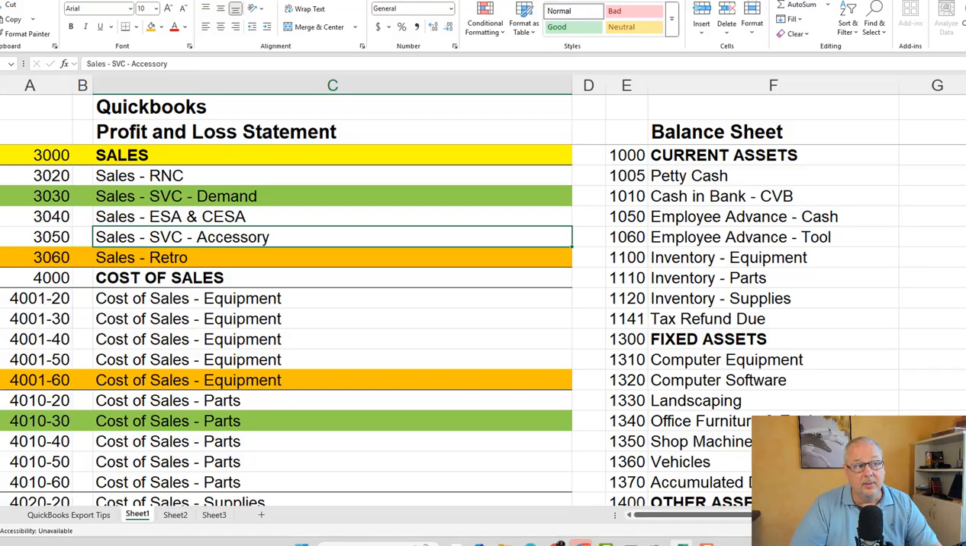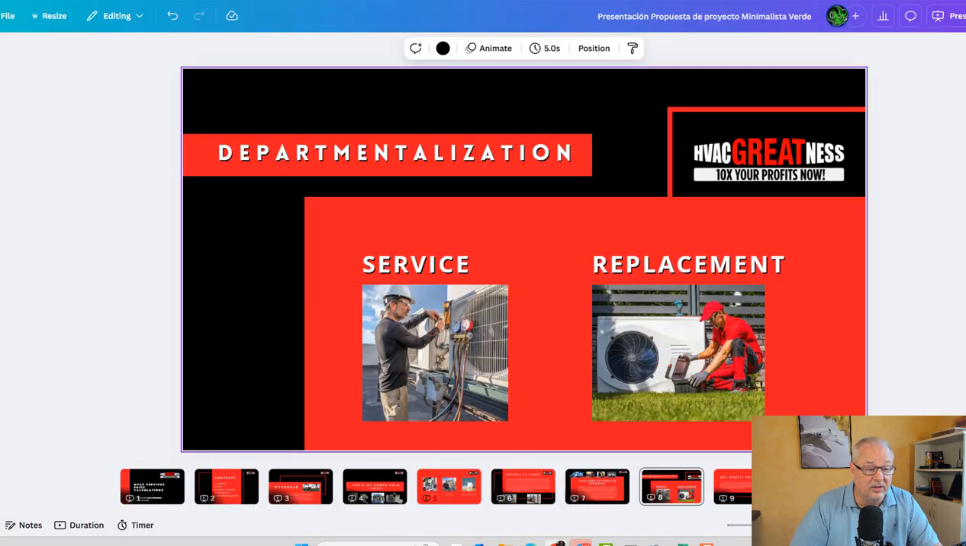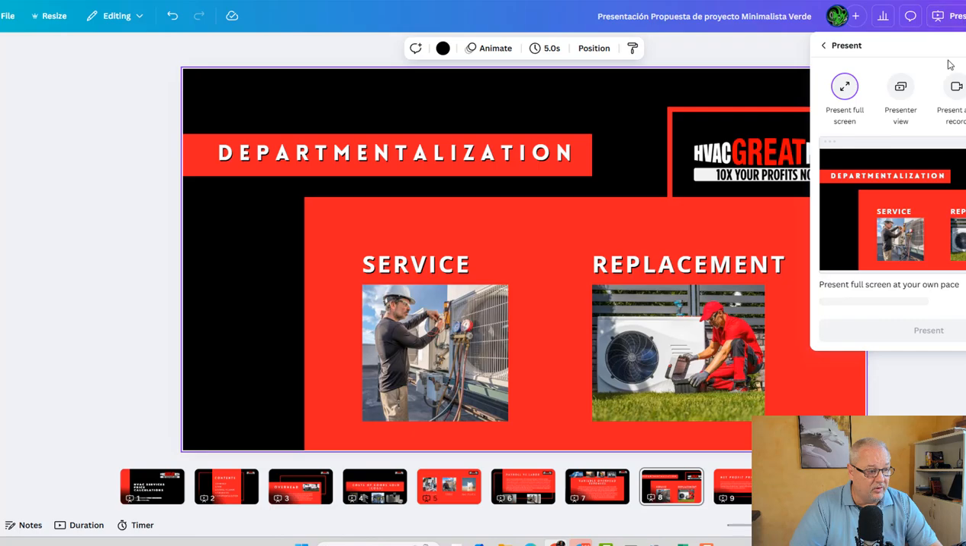So that helps us to understand the numbers. Now, you may say, well, Pete, it's just me. I don't need to do all this stuff. You probably should do it because you're going to have employees at some point, if you do this thing right. Okay. And so those are the two different departments.